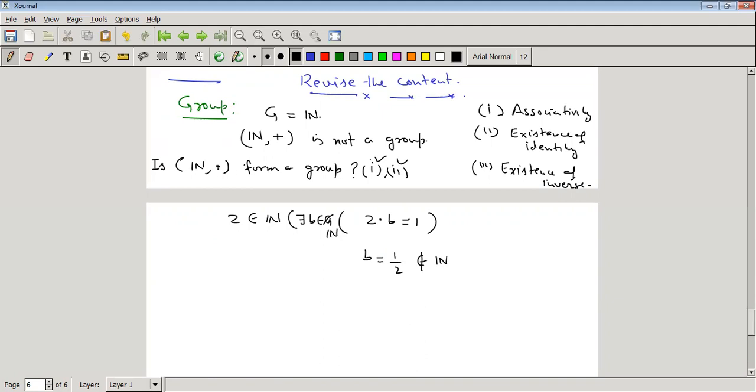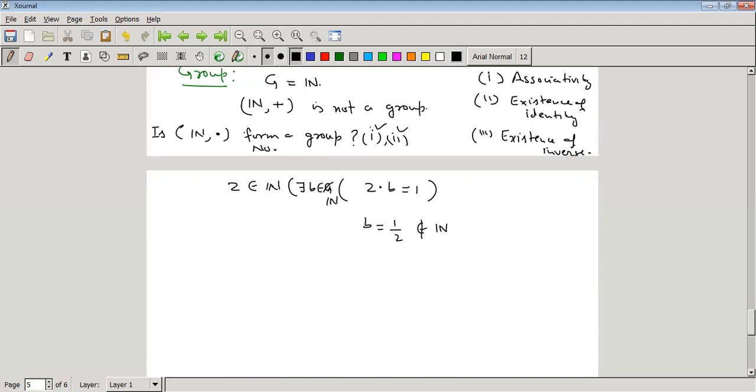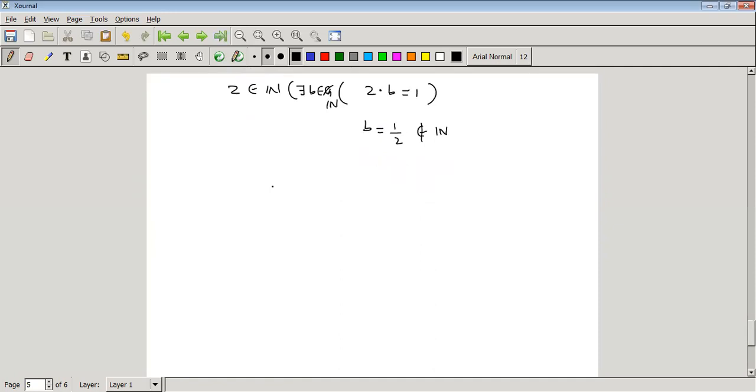So N under multiplication is not a group. Or you can simply say no, because the inverse does not exist.